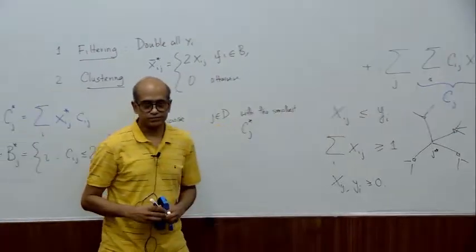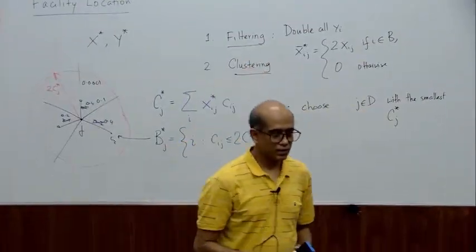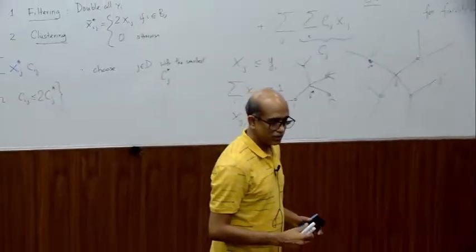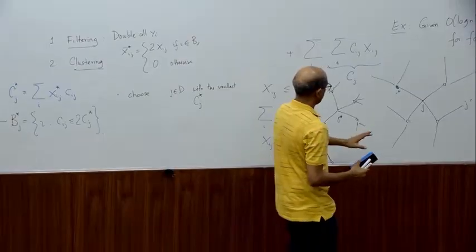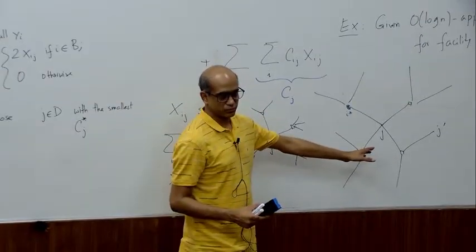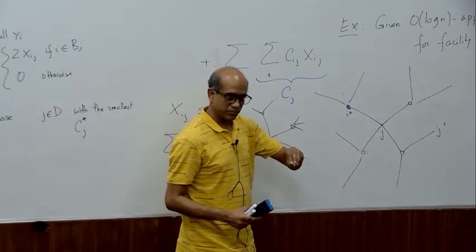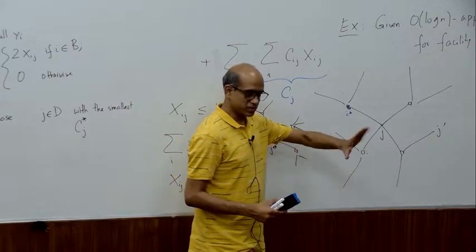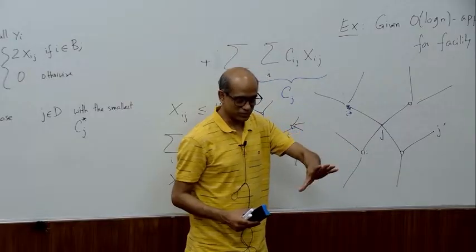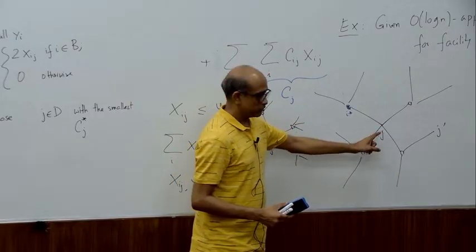Could you explain the first step again, when I choose this j with the smallest cj star? I have not explained the motivation for picking it, but I'm giving you the rounding algorithm: you pick a j with the smallest cj. Why is not clear right now, you will see why. Now what do I do?